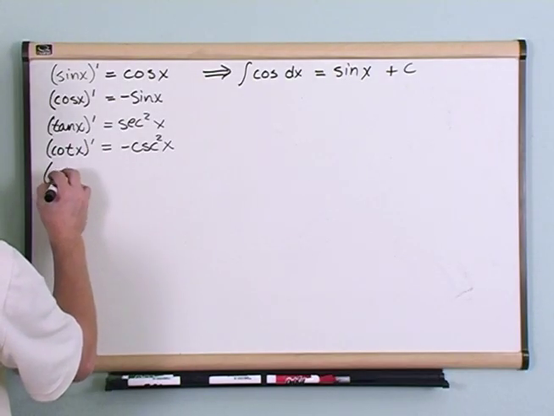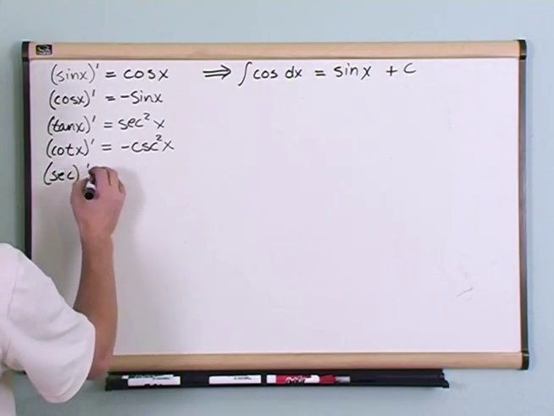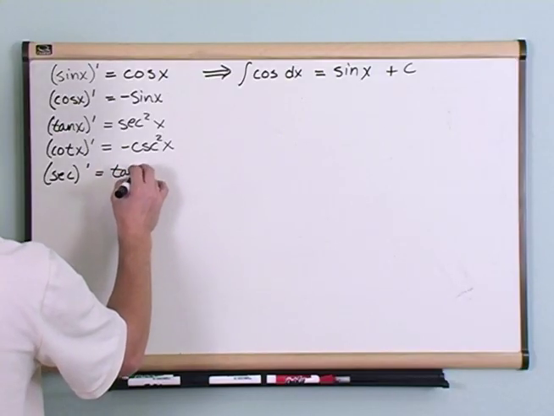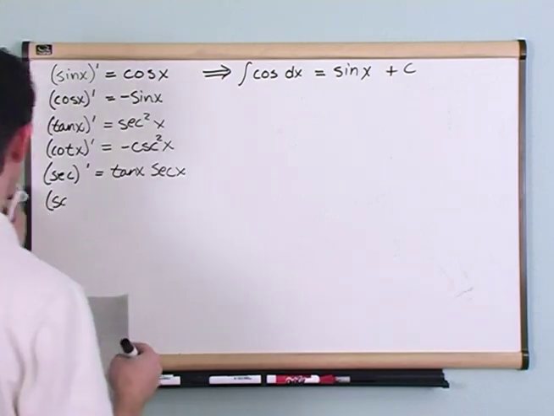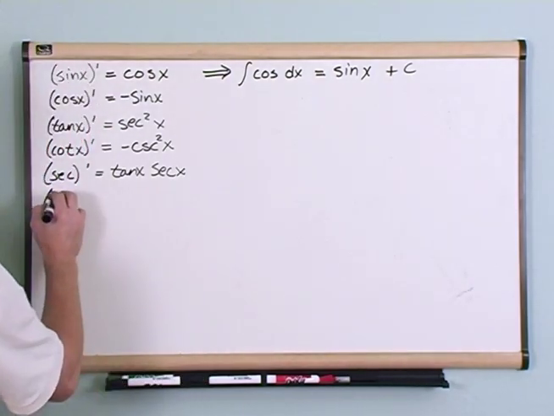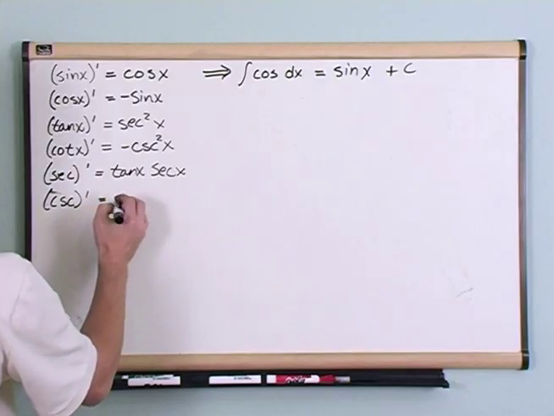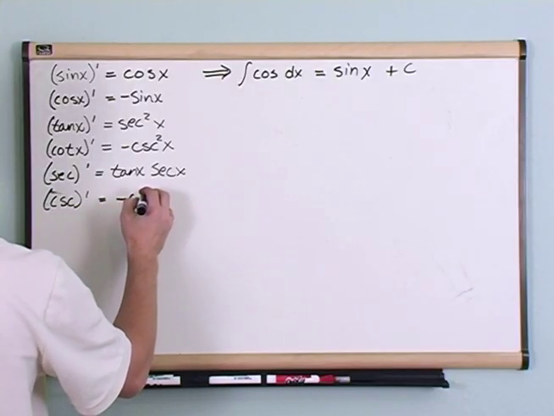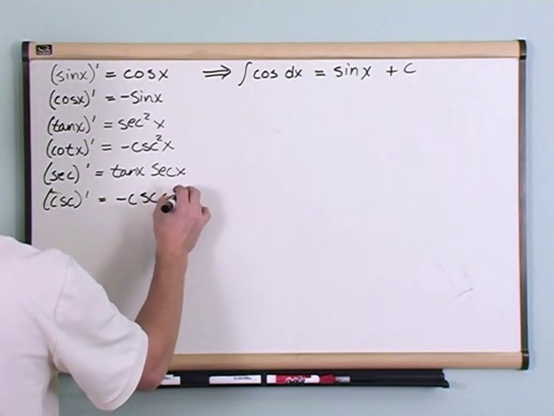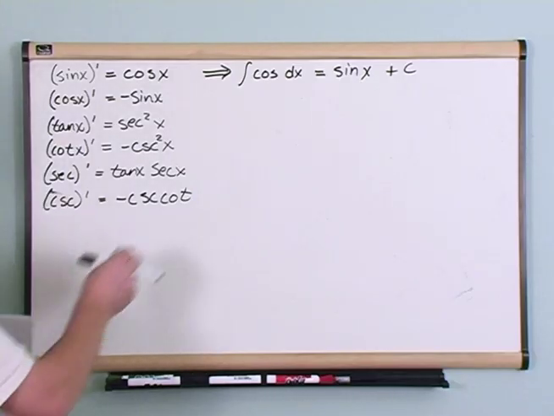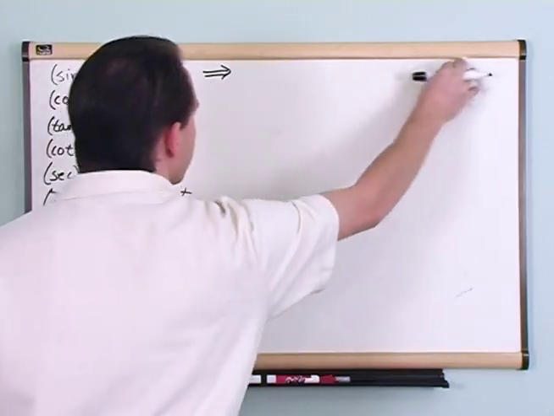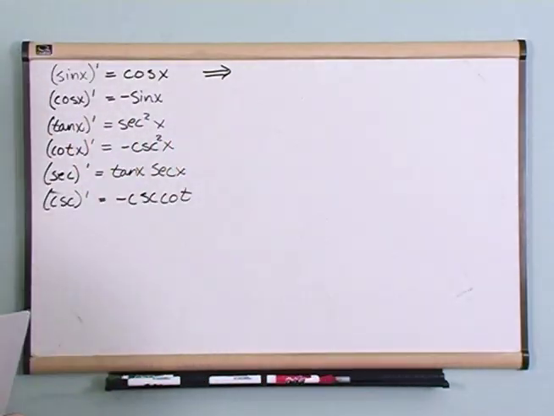The derivative of secant is equal to tangent times secant. And the derivative of cosecant is negative cosecant cotangent, right? So these are pretty much the trigonometric derivatives. All right, now what I'm going to do is go ahead and write down the integral of all of these functions, just so you have them for your own records.